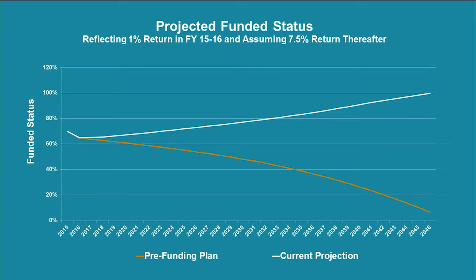Even though we're making 7.5, correct. That's the key thing to remember there. Even if we had made our assumptions, we would have run out of money. So without those additional contributions, we were running out of money. But now we are projected to reach full funding.